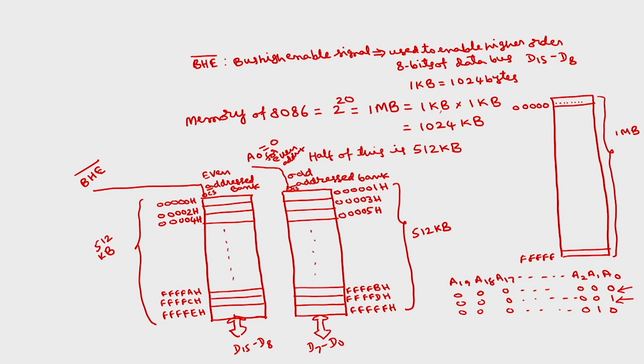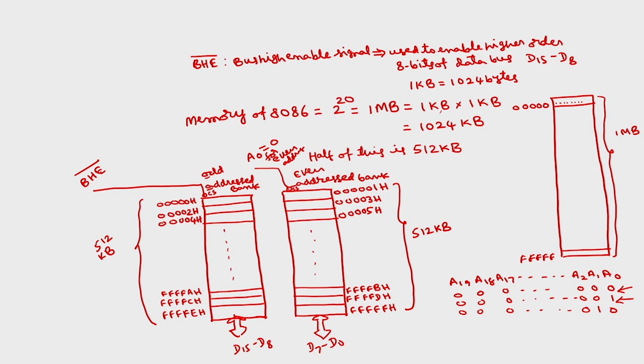So this should be the even address line, and this should be the odd address line. Understand? A0 is 0 only for even address lanes. So for the even address lane, A0 is 0, so chip select is 0 and this chip will be selected. Whereas the higher order bus is the odd address, so BHE bar will be used for selecting this chip select.